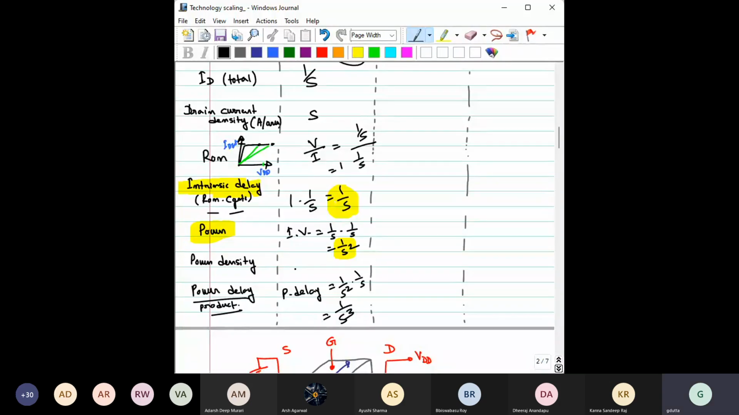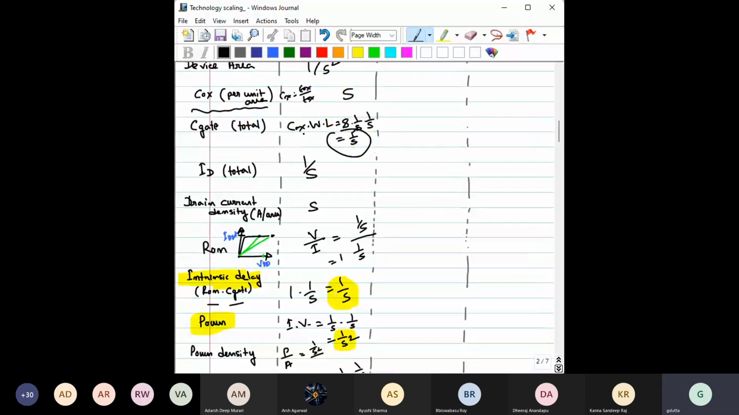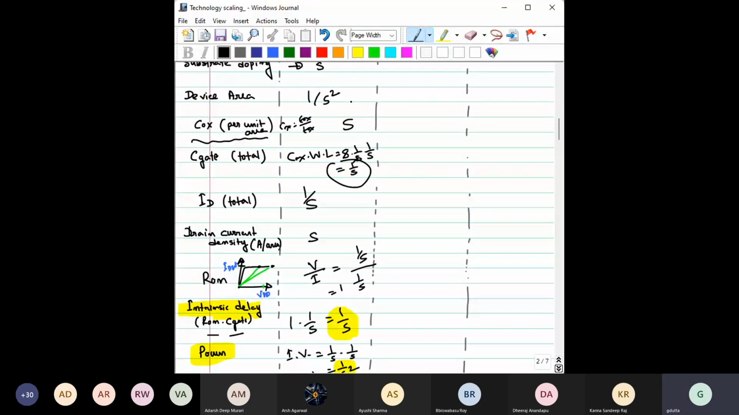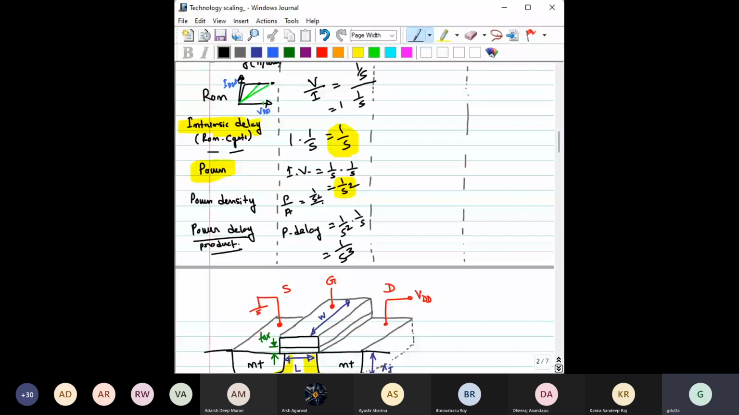Okay. What about the power density? Power density is power by area, right? Power is 1/s square, and area also scales by 1/s square, as we have done here. So it becomes 1. So the power density, that means from the area point of view, the radiated power will remain the same, right? But from the device point of view, that power has reduced.